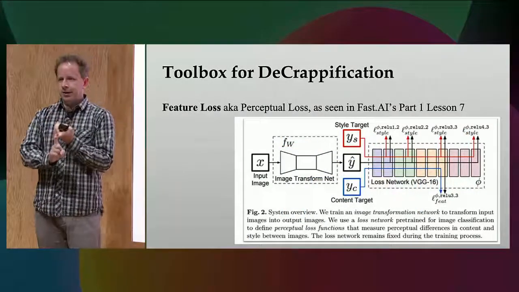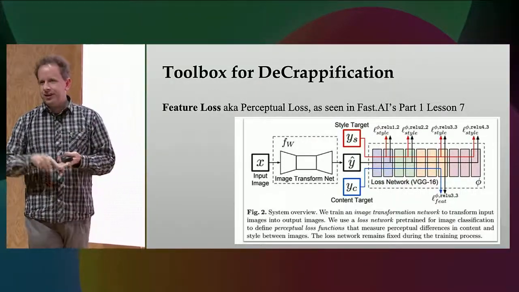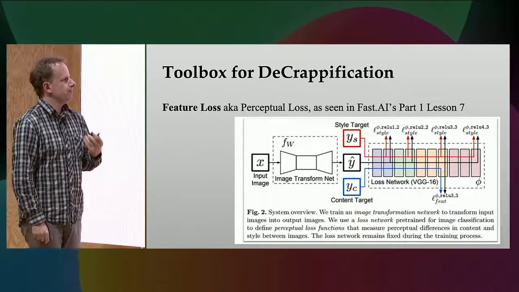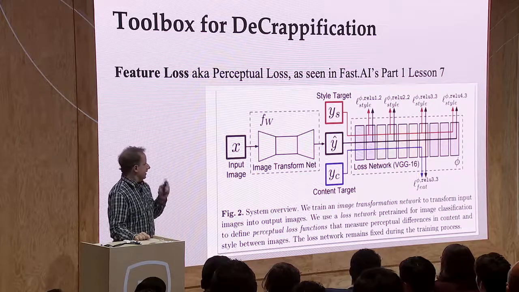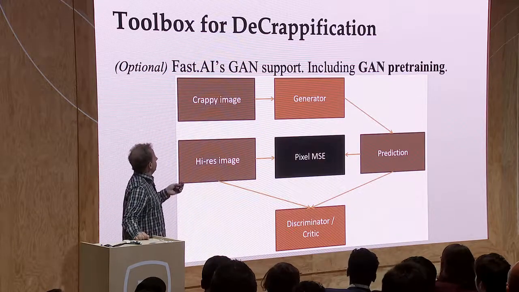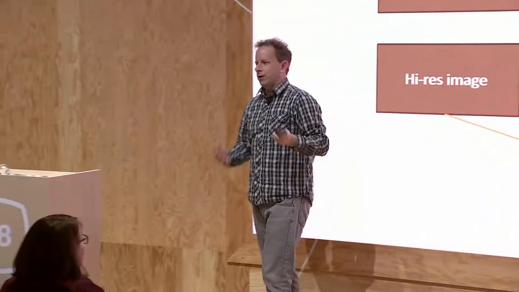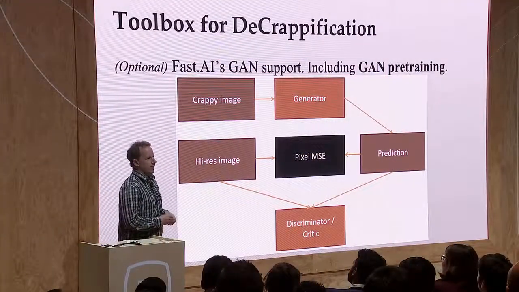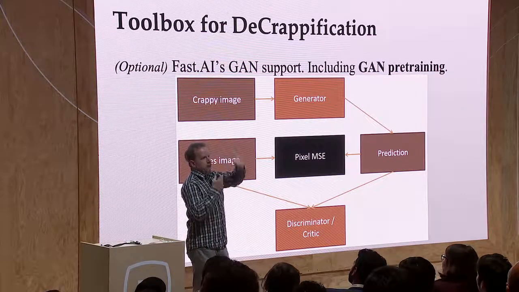So now we've got the crapified data, we've got the loss function, we've got the architecture, we've got the training schedule, and you put it all together and you get really beautiful results. And then if you want to, you can then add on at the very end a GAN. But we have a very cool way of doing GANs, which is we've actually figured out how to train a GAN on a pre-trained model.